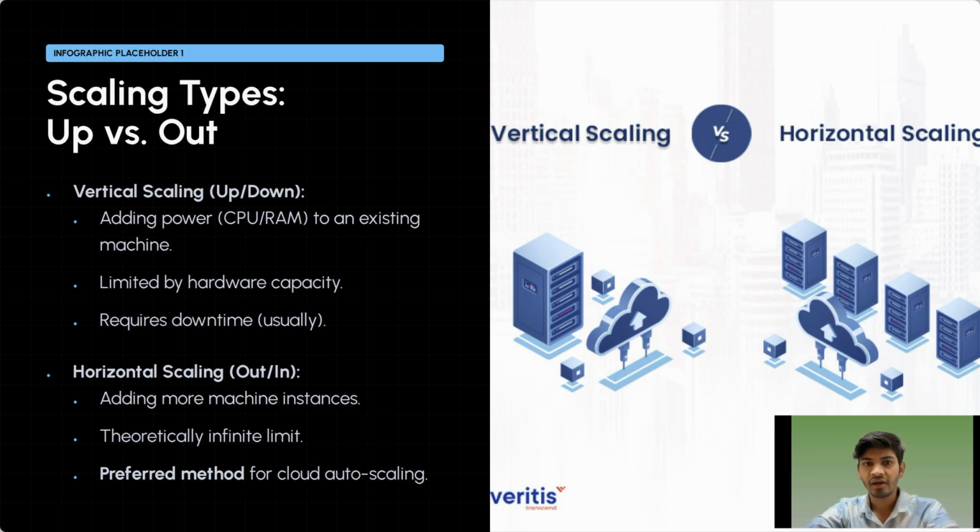Scaling out means adding additional servers and spreading the incoming traffic across all of them. This is the core idea of cloud autoscaling. You don't rely on one giant machine, you use many smaller machines that can grow or shrink depending on the workload. Scaling out is more flexible and far more fault tolerant. If one server fails, the others can keep working.